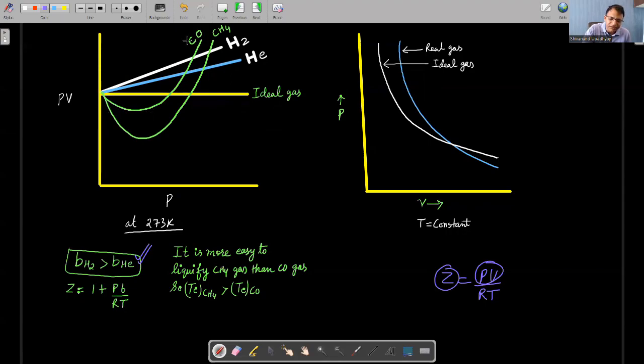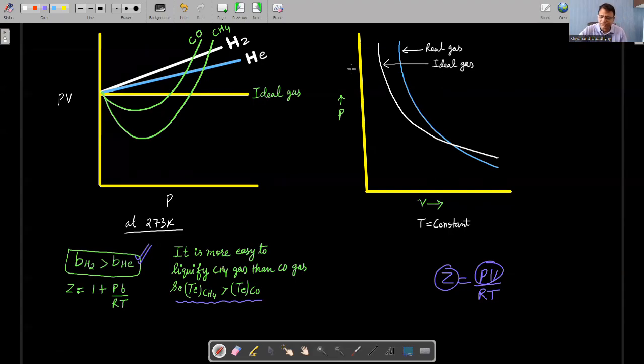Between carbon monoxide and CH4, which is easier to liquefy, they can ask from there. I will say that less value of PV means less value of Z. So in low pressure range, if Z is less, it means force of attraction will be more. So we can say that CH4 is easier to liquefy with respect to carbon monoxide. It means the critical temperature of CH4 is greater than the critical temperature of carbon monoxide. If a gas has more critical temperature, it can be liquefied at higher temperature.